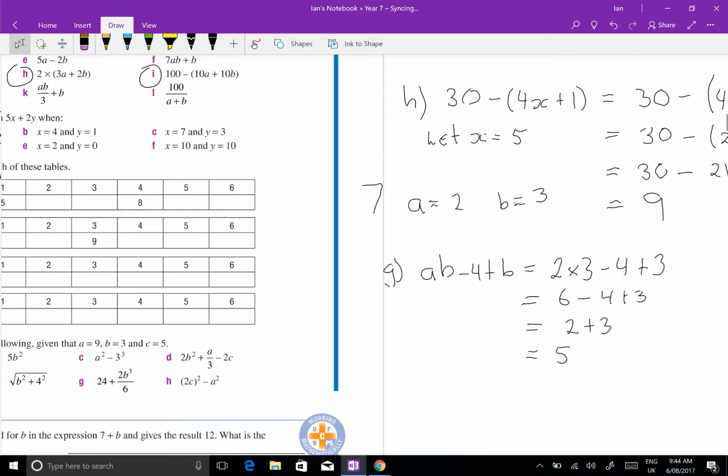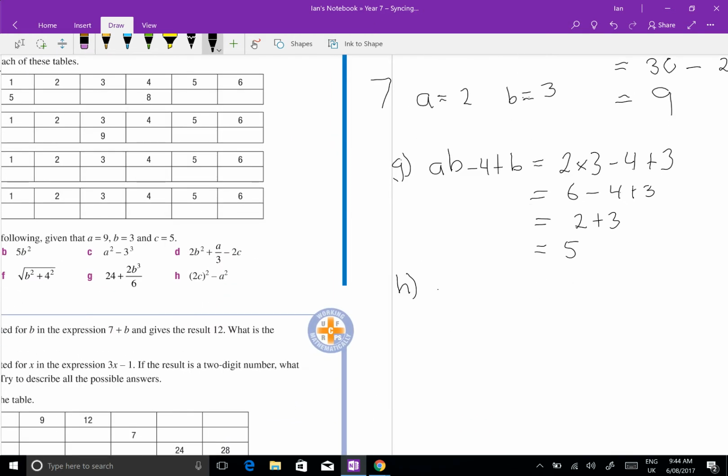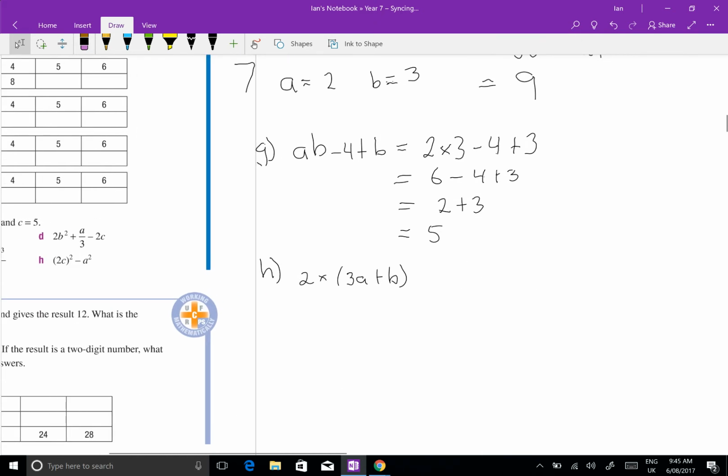The next one, H. 2 times 3A plus B, and that's in brackets, just double check. So again, we just put a 2 in for A. Remember, that's 3 times A, so 3 times 2. And we put a 3 in for B. And then we just do the algorithm. 3 times 2 is 6 plus 3. 2 times 6 plus 3 is 9. 2 times 9 is 18.